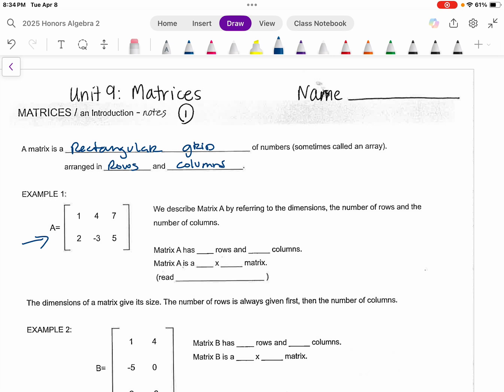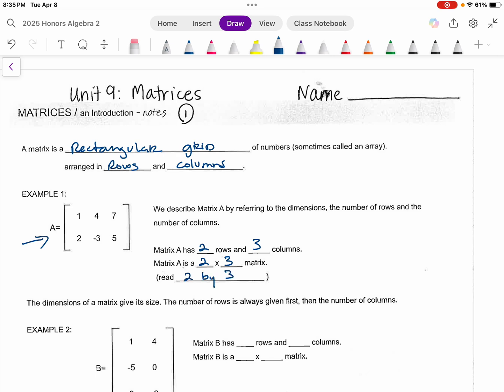dimensions, because as we look at doing operations with multiple matrices, there has to be, in some cases, certain characteristics about their dimensions in order for us to do the operations. So as we look at matrix A, it has a number of rows and a number of columns. Matrix A has 2 rows and 3 columns, so it's called a 2 by 3 matrix. And the way we read it is 2 by 3.